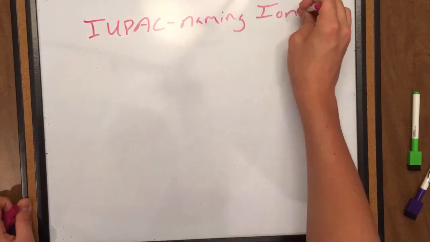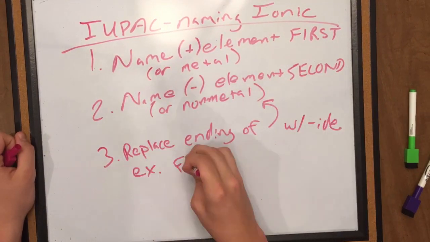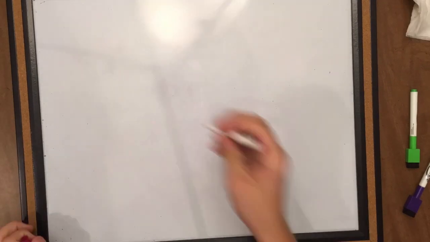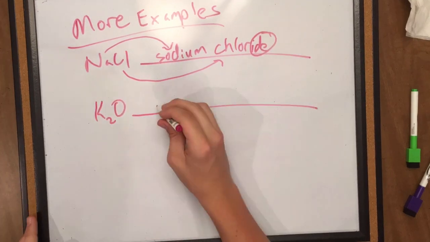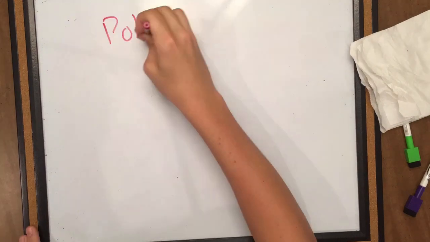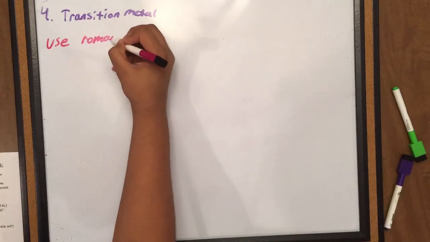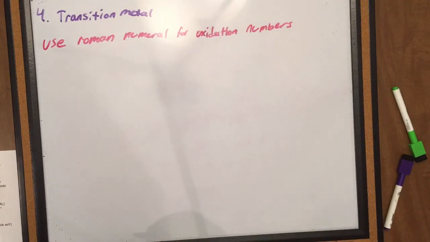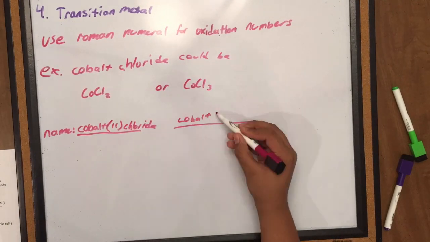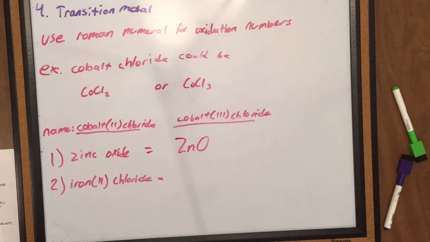It is imperative, nay, essential, that you remember metals come first and non-metals come second. Sorry about the tilt. The Roman numeral refers to how many electrons the metal is giving away.